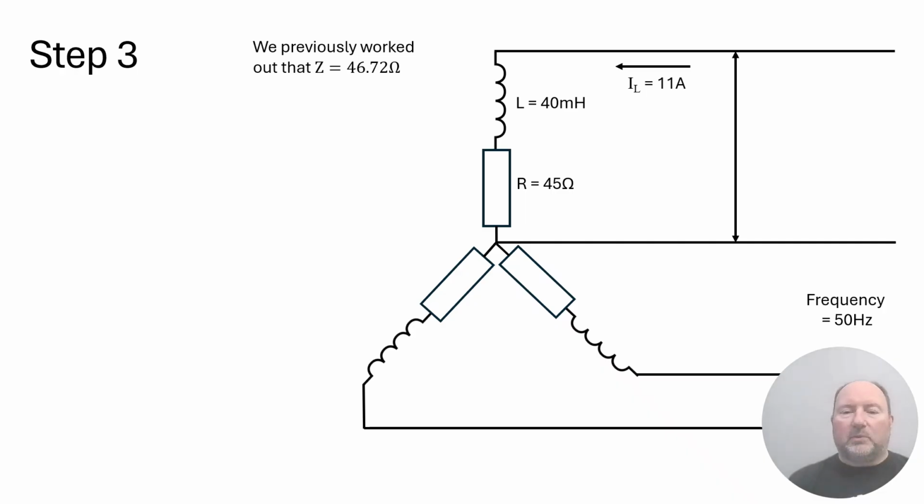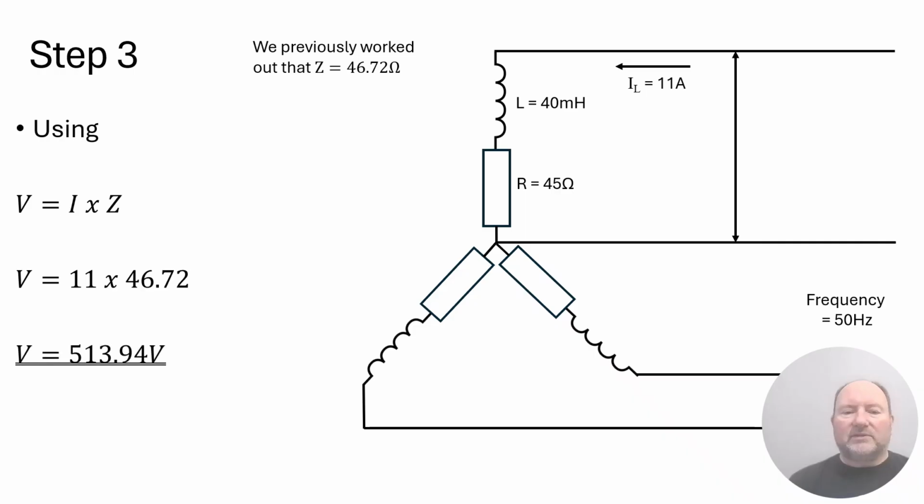That now allows you to work out what the voltage is. Ohm's law, V is I times Z, Z of course because it's AC. We just worked out Z on the previous slide. So the current is 11 amps times 46.72 ohms, which is the impedance we worked out. So that gives you a phase voltage of 513.94 volts. That is it.